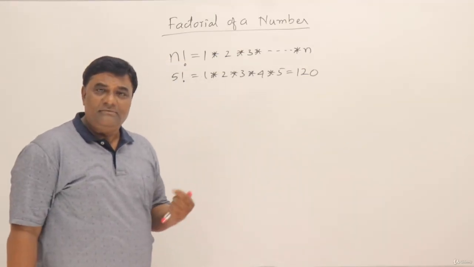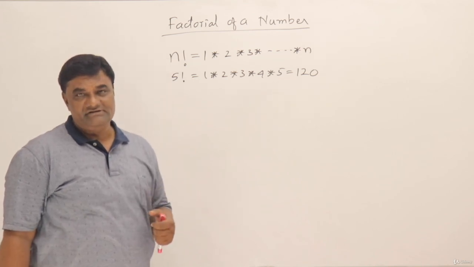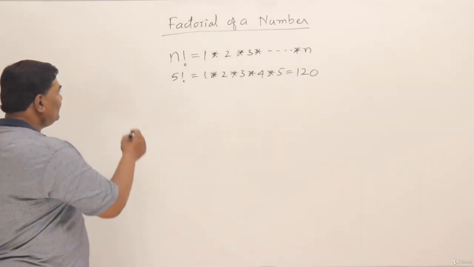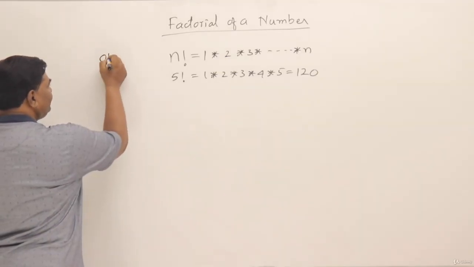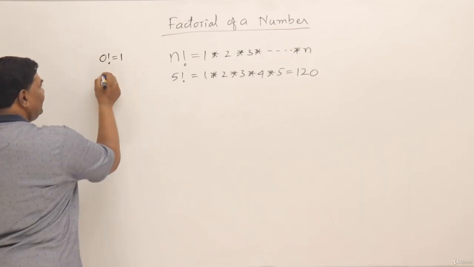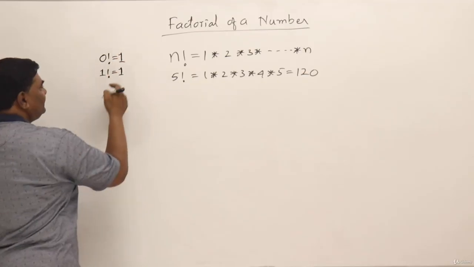So just like the sum of first n natural numbers, this is the multiplication of first n natural numbers. That is called factorial. And I'll tell you one more thing, that 0 factorial is also possible and its answer is 1. So even 1 factorial is 1 and 0 factorial is also 1. So both the results are 1.